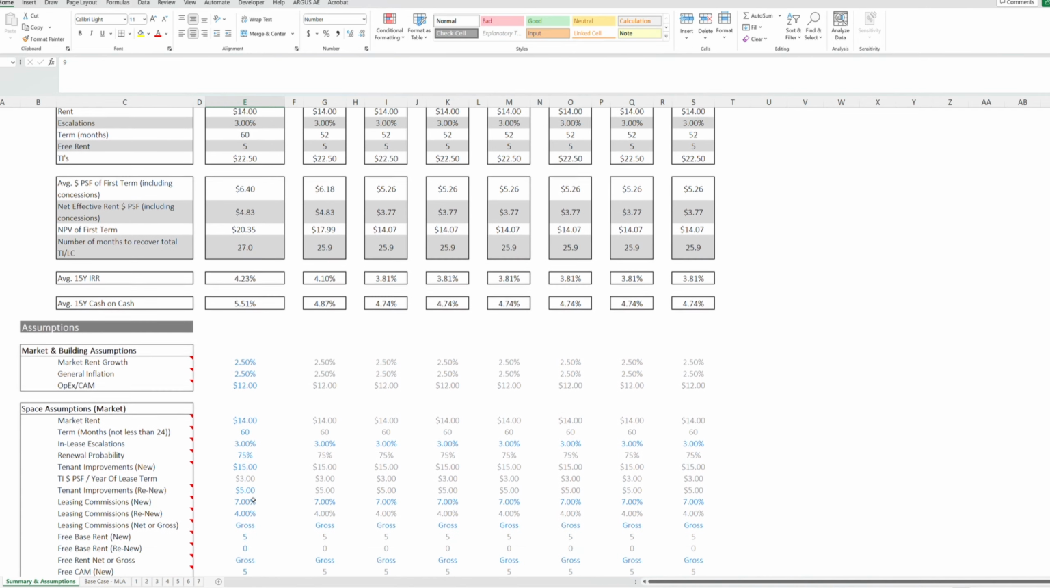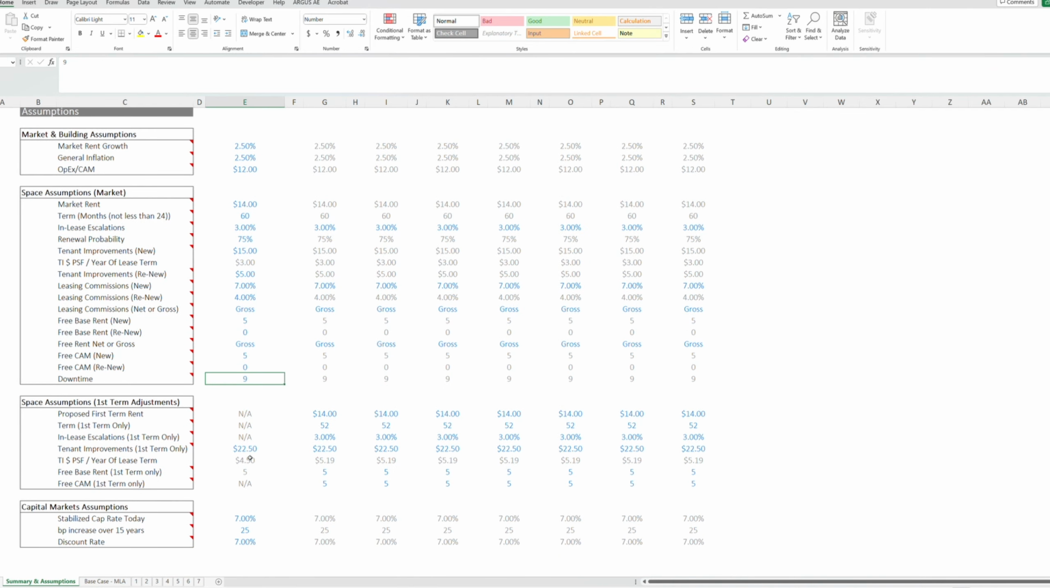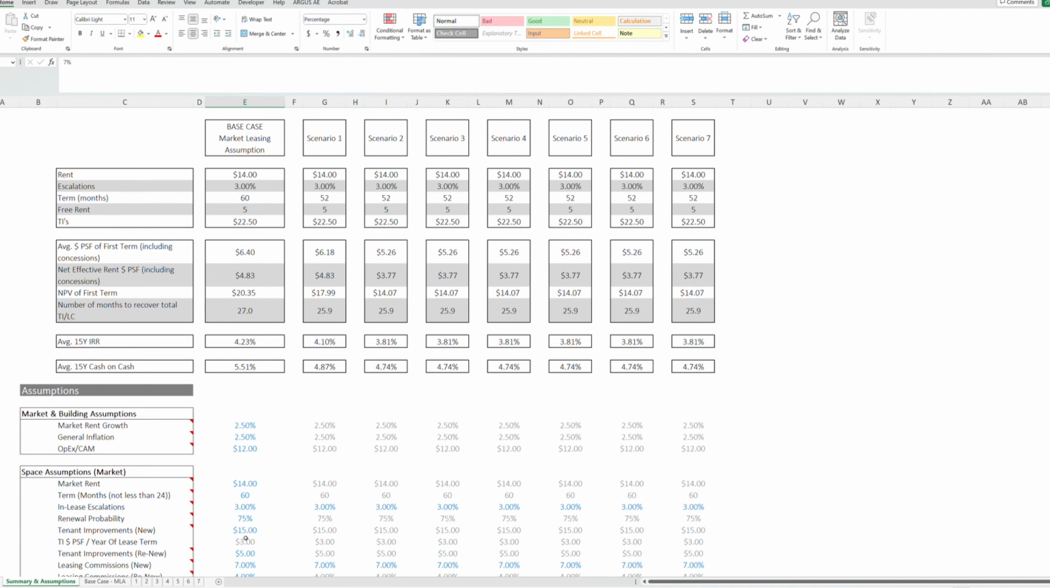Now, if this particular space is in really bad condition, I can go down here and say that for the first term I'm going to spend a lot more. I'm going to spend $22.50 a square foot. I also think that a stabilized cap rate for this particular building is 7% today. Over a 15-year period, that's going to increase by 25 basis points, and my discount rate is 7%. So let's talk through this a little bit.